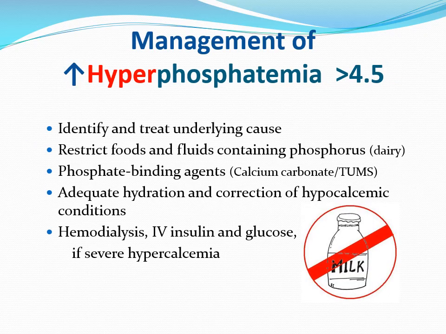So management, we're going to identify and treat underlying causes. We're going to restrict food and fluids containing phosphorus, sadly usually dairy such as milk and yogurt. We're going to have them take phosphate binding agents, maybe some Tums, as well as adequate hydration and correction of hypocalcemia conditions. And they might need hemodialysis, IV insulin, and glucose if severe hypercalcemia.